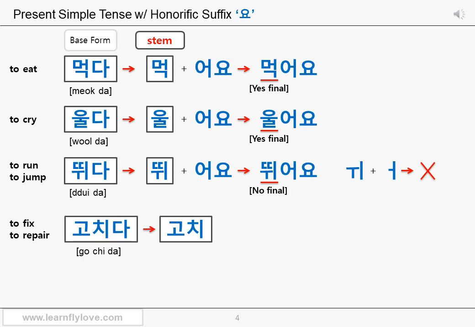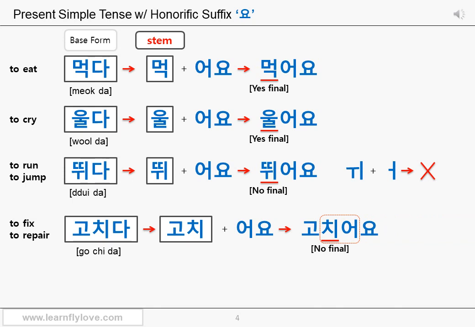고치 is the stem. What is the last letter of the stem? 치. 치 is the last letter of the stem, and it has the ㅣ vowel. So you need to add the ending 어요. We are still talking about the present simple tense form with the honorific suffix 요, okay? 고치 plus 어요. The last letter of the stem doesn't have a final consonant. Thus, you should combine it with the sound of the ending 어요, right?